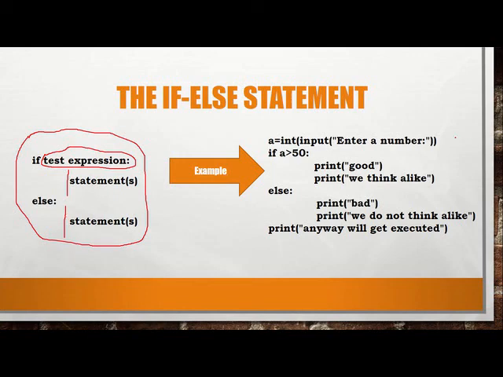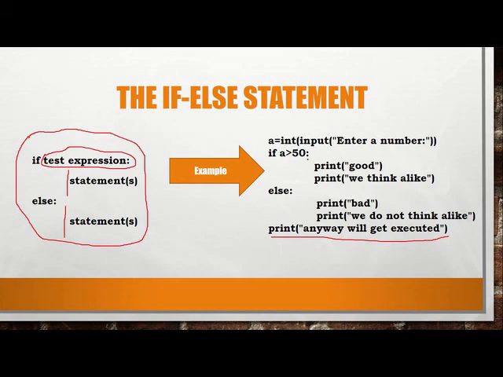So in the first line, what do we have? It's taking a number as input, an integer, and here what are we doing? We are checking whether the value of a is greater than 50 or not. If it is greater than 50, it's going to print good, and then it's also going to print we think alike. And after this, what is going to happen? It'll directly jump to the first unindented line. So this will be the line where it will jump, and it's going to display print anyway will get executed. So after good we think alike, if the value of a is greater than 50, it's going to display these two messages, along with that anyway will get executed.